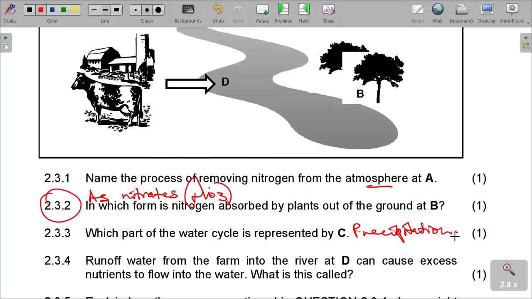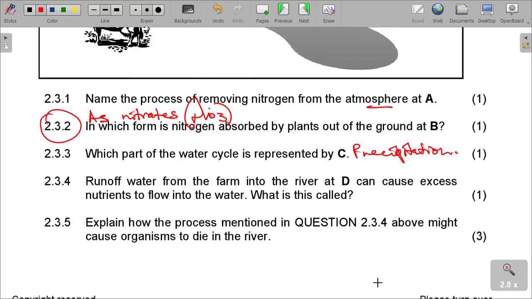That is very correct. And then runoff water from the farm into the river at D can cause excess nutrients to flow into the water. What is this called? The washing away of soil nutrients from arable lands into water resources is called what? Eutrophication.